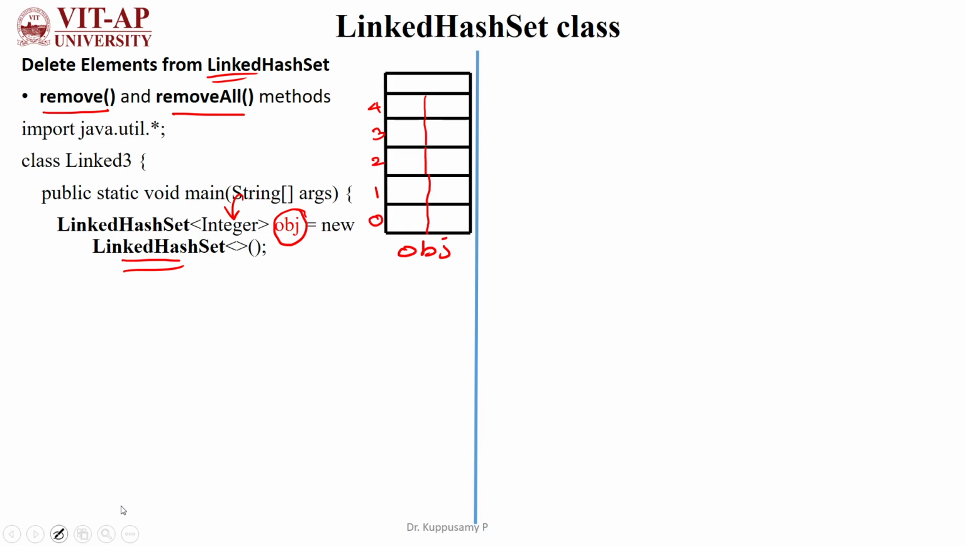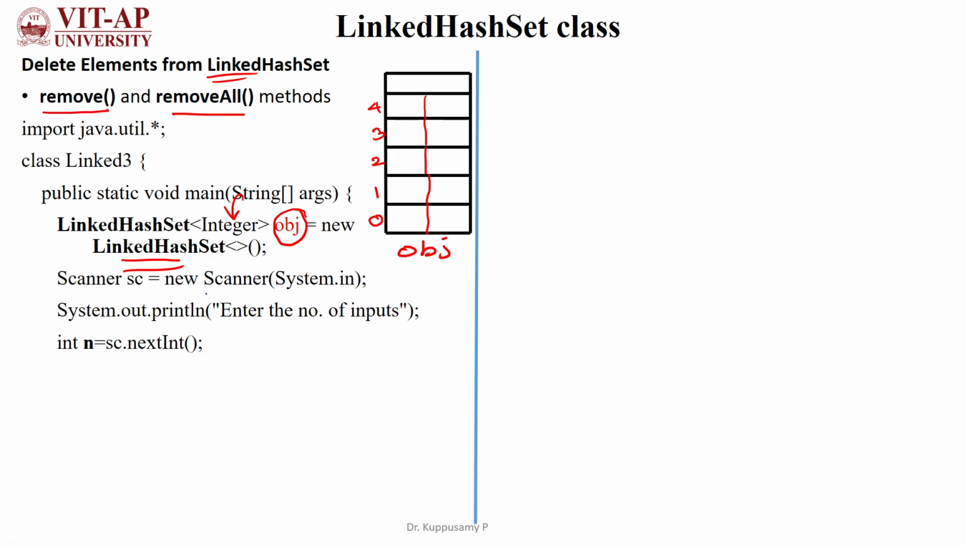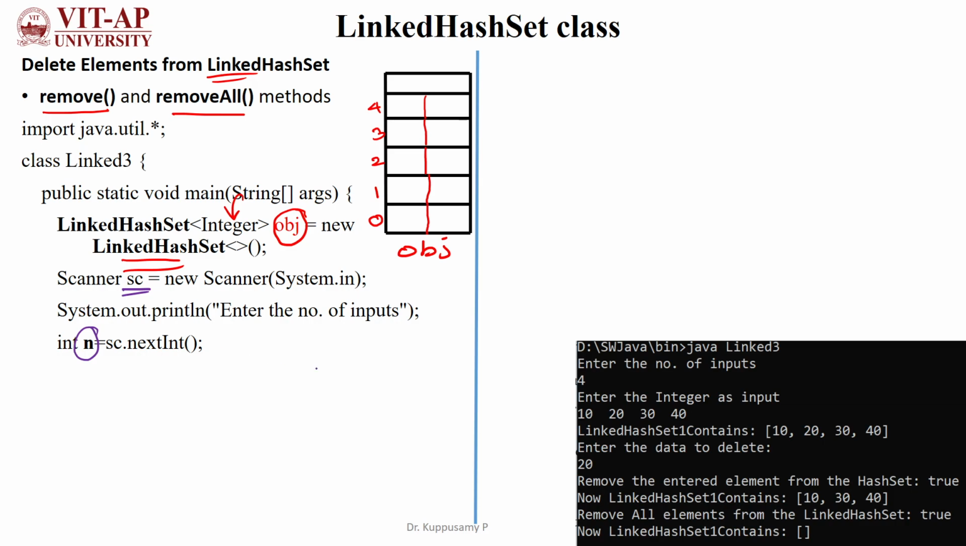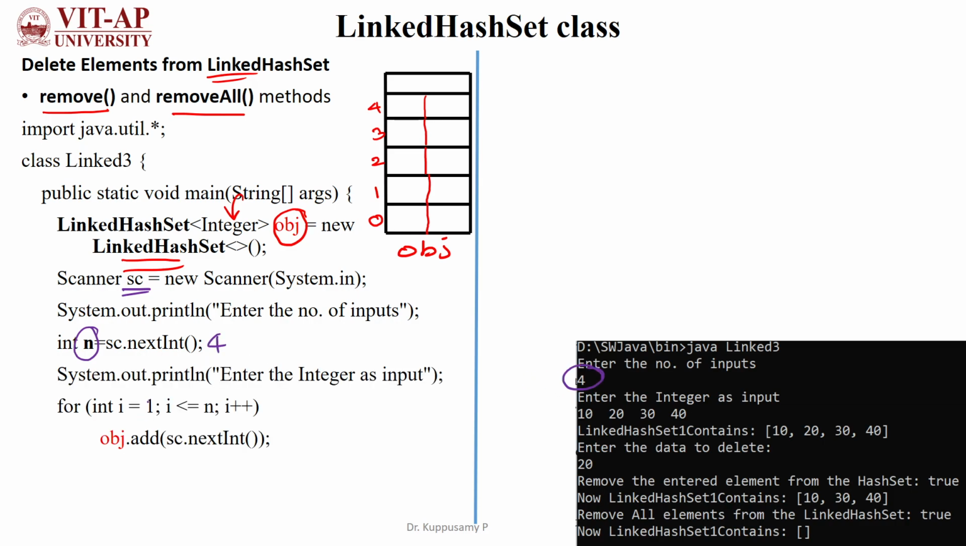Now we are going to receive the user input at running time. Here, enter the input, I am giving 4. Then enter integers as input because my wrapper class data type is Integer. Then I am giving 4 inputs one by one until this condition becomes false. So I am giving 4 inputs, 10, 20, 30 and 40, added into the obj.